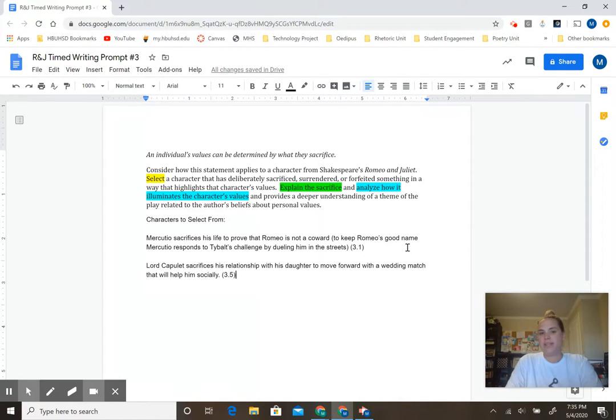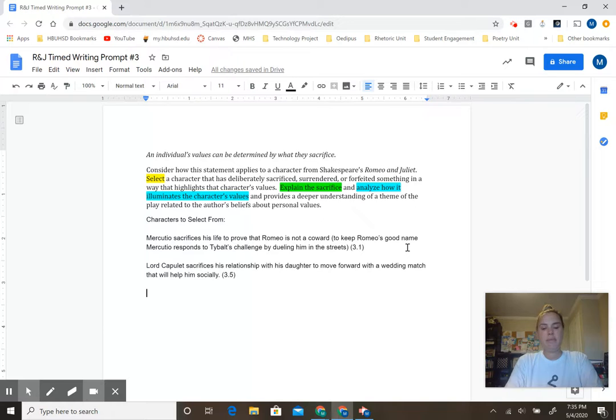So the value here is the social standing and the way that the marriage will impact his family, valued more highly than the relationship and respect between him and his daughter.